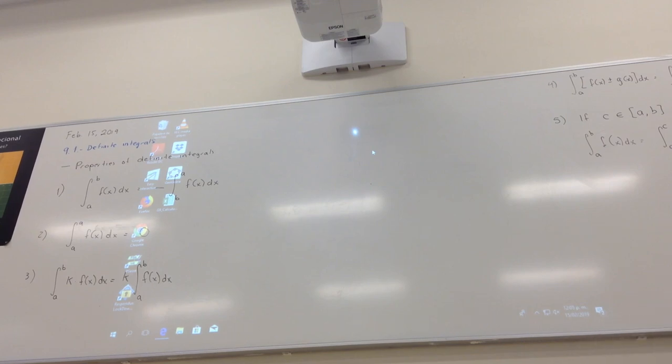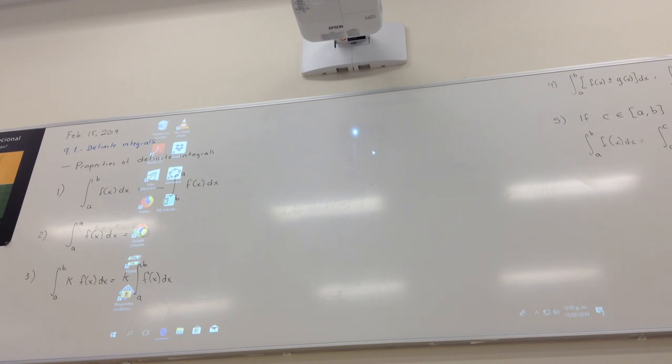Yeah, they share some of the properties with the indefinite integrals, but since we now have limits, a and b, there are some more that need to be given, which are these ones. They're pretty logical, pretty obvious, so again, no need to memorize them, just try to understand how they work.